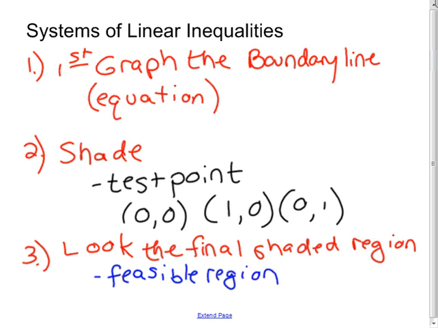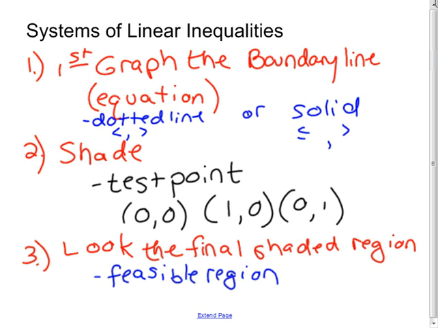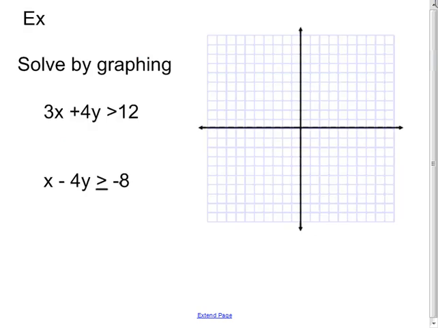One thing I'm going to add to this is in step 1, make sure you have a dotted line when it's less than or greater than, and make sure it's a solid line when it's less than or equal to. Equal means it also can be it, or greater than or equal to. So we're going to do a couple of quick graphs with this so you can get the hang of what a feasible region is going to look like in the end.